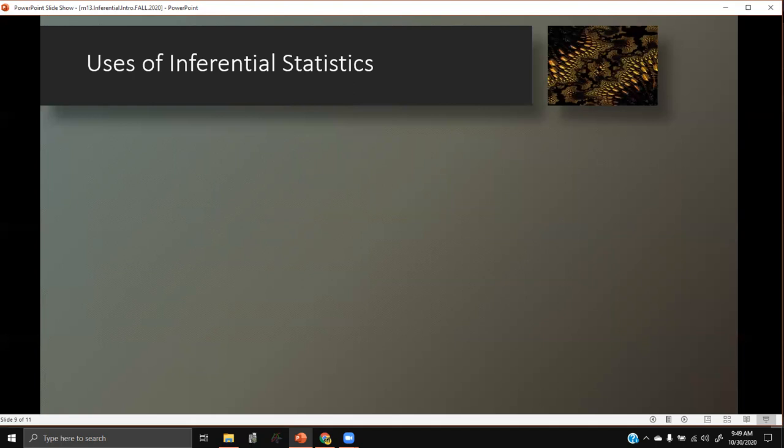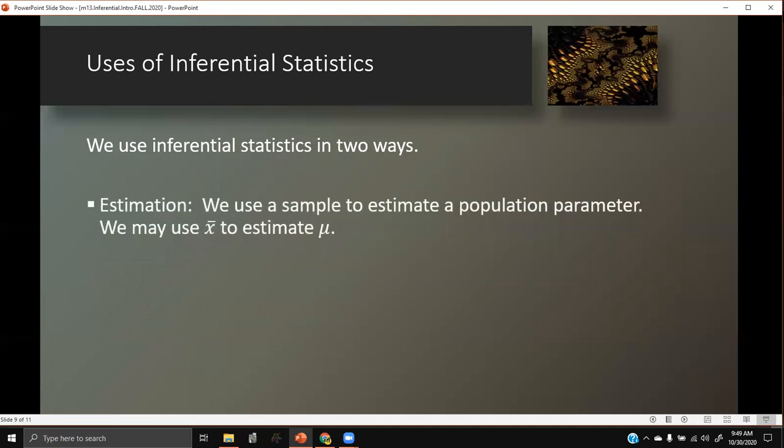And now, there's a couple of distinctly different uses of inferential statistics that we encounter this semester. We use this in two ways. First, we use it for estimation. We use a sample mean to estimate a population parameter, maybe x bar to estimate mu, maybe p hat to estimate p.